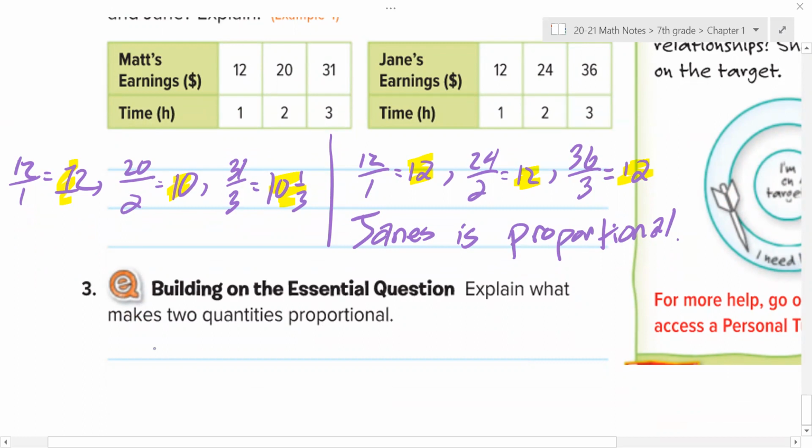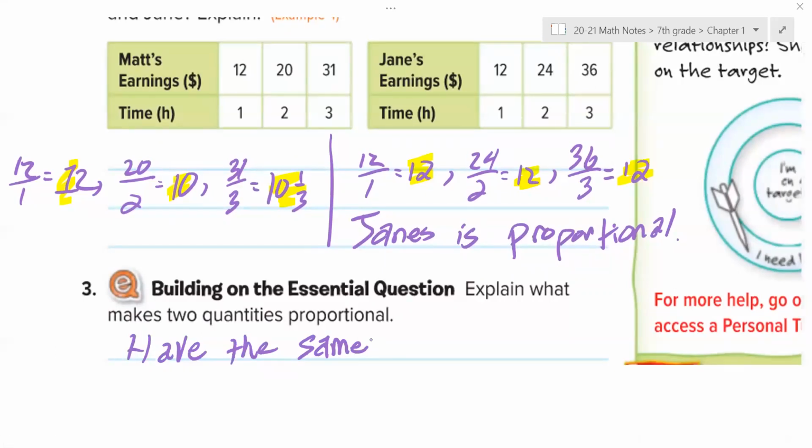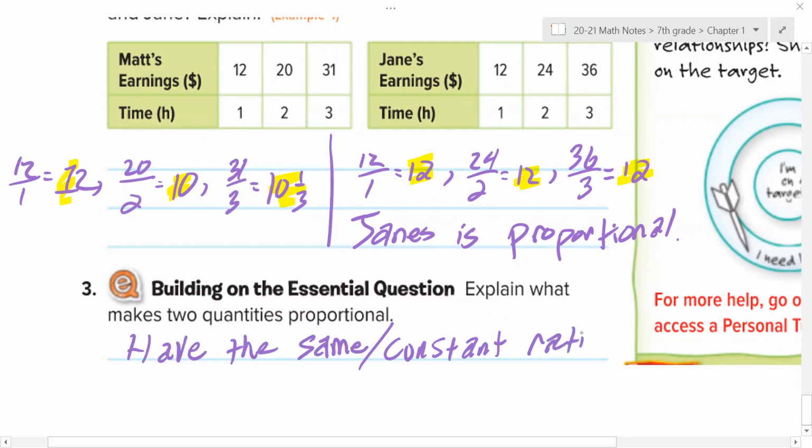Explain what makes two quantities proportional. Having the same, put in shorter words, or constant ratio or unit rate. Because remember, unit rate is something that is in the simplest form and has a single unit in the denominator.